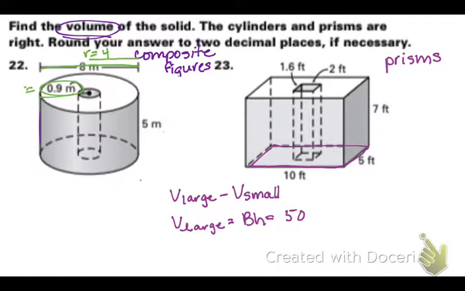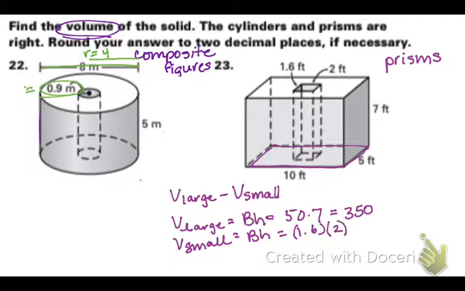And then our height is 7. So V large, the volume of the large prism, is 350. So the volume of the small is also equal to BH. But we're given that the base would be 1.6 times 2, and our height is going to stay the same.